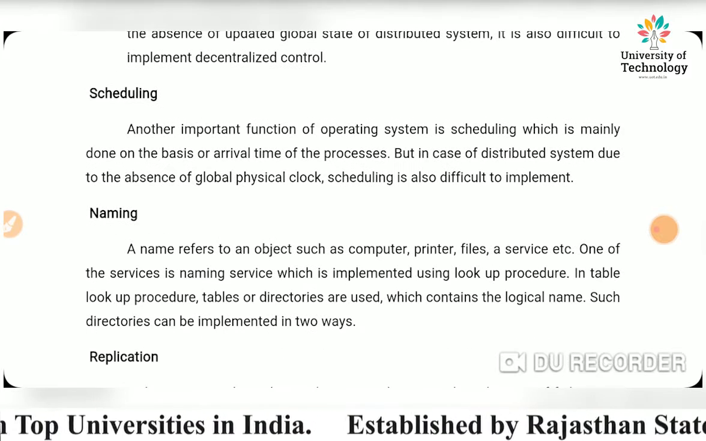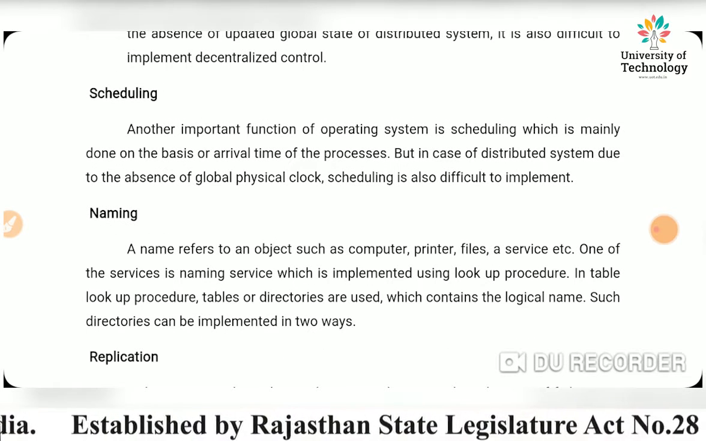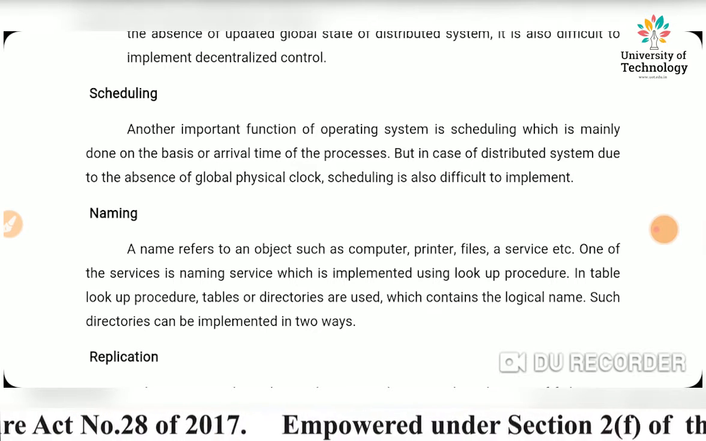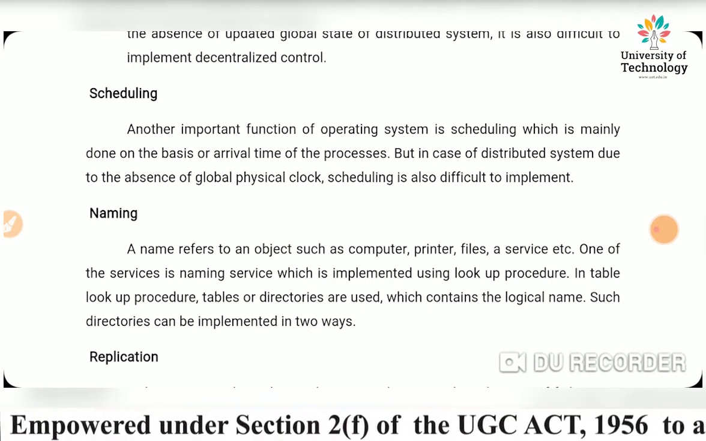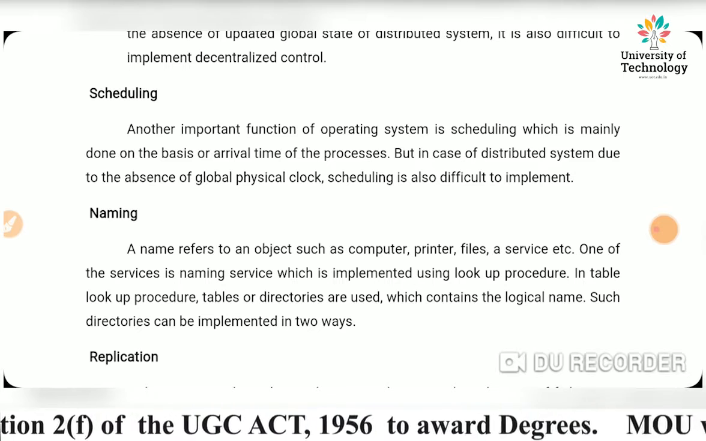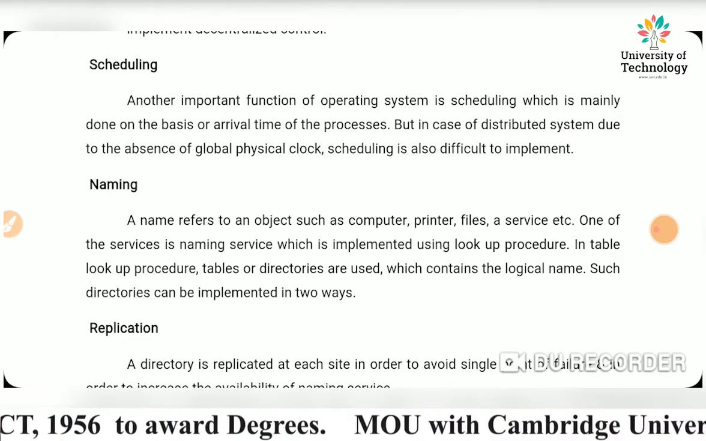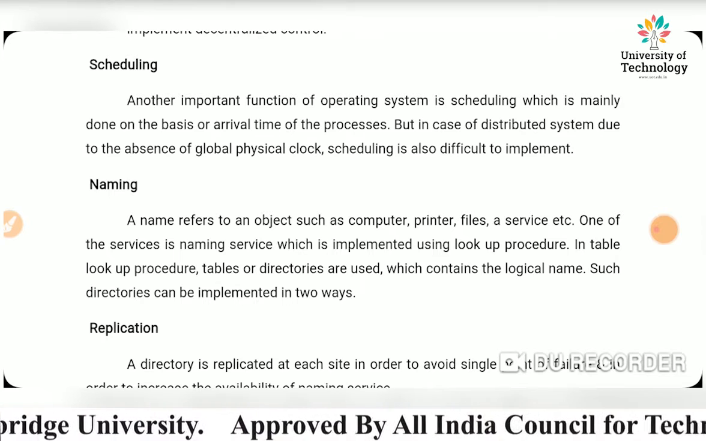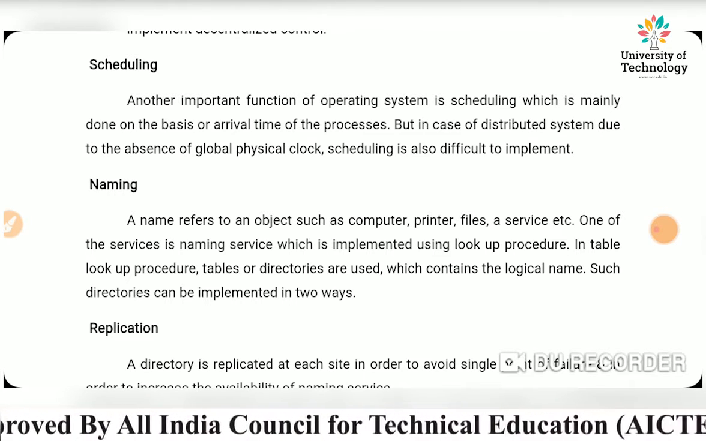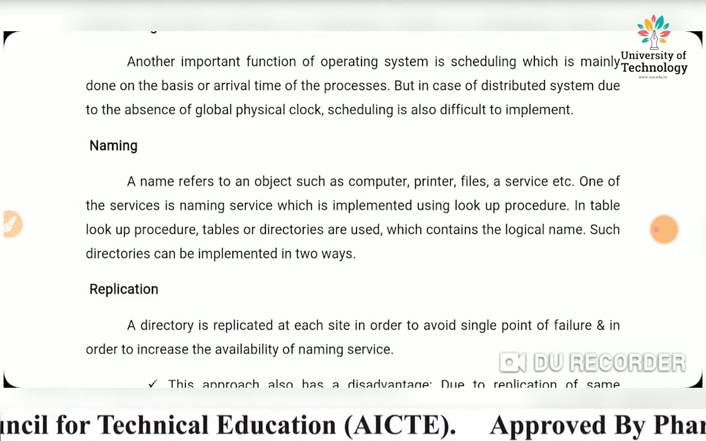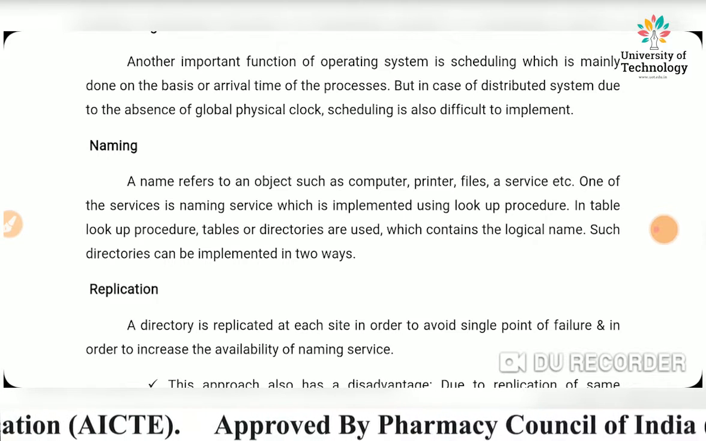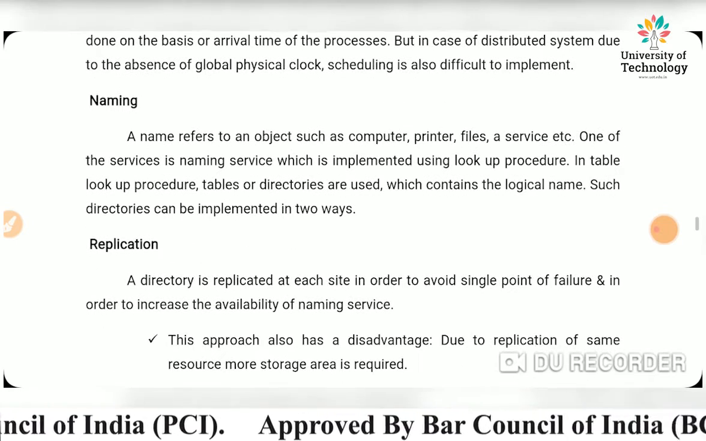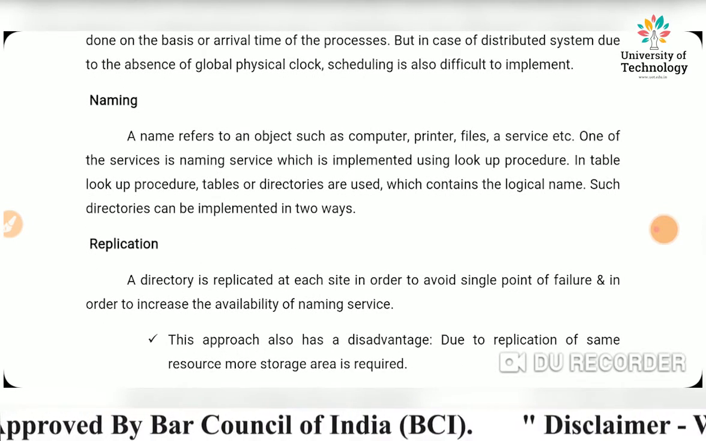Next, naming. So what do you mean by a name? A name refers to an object such as a computer, printer, file, a service, etc. One of the services is the naming service, which is implemented using a lookup procedure. In the table lookup procedure, tables or directories are used which contain the logical name. Such directories can be implemented in two ways: first, replication, and second, partition.